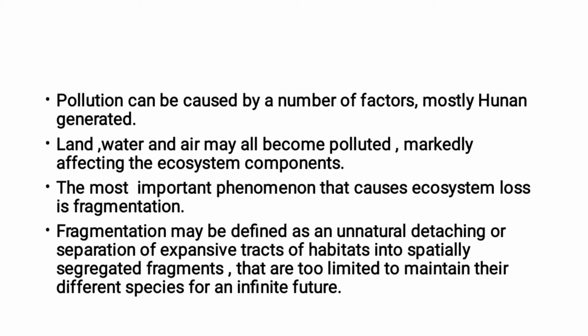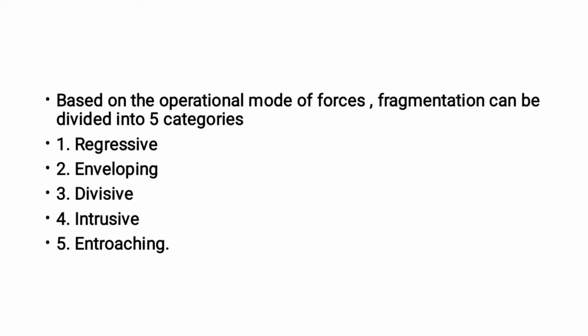Then pollution can be caused by a number of factors, mostly human generated. Land, water and air may all become polluted, markedly affecting the ecosystem components. The most important phenomenon that causes ecosystem loss is fragmentation. What is known as fragmentation? Fragmentation may be defined as an unnatural detaching or separation of expansive tracts of habitats into spatially segregated fragments that are too limited to maintain their different species for an infinite future.